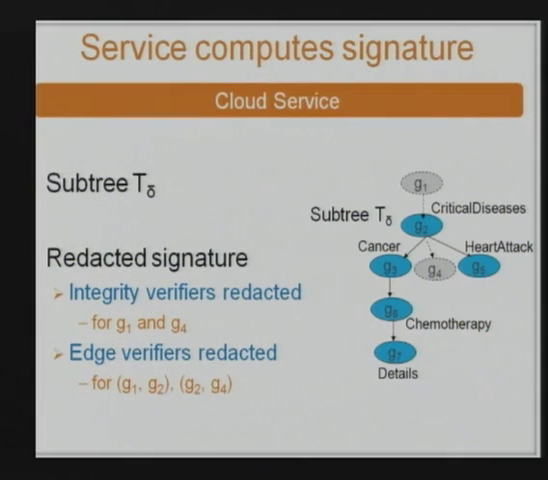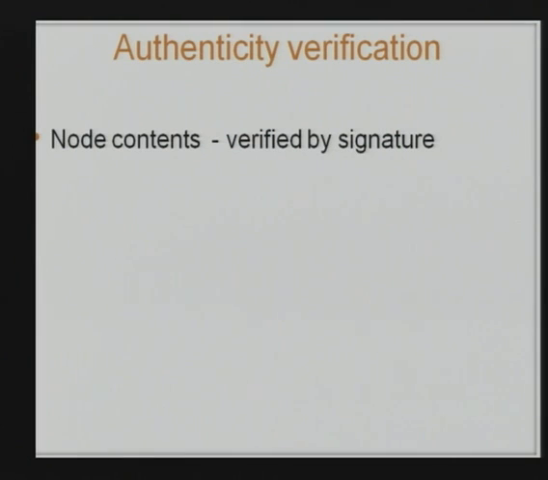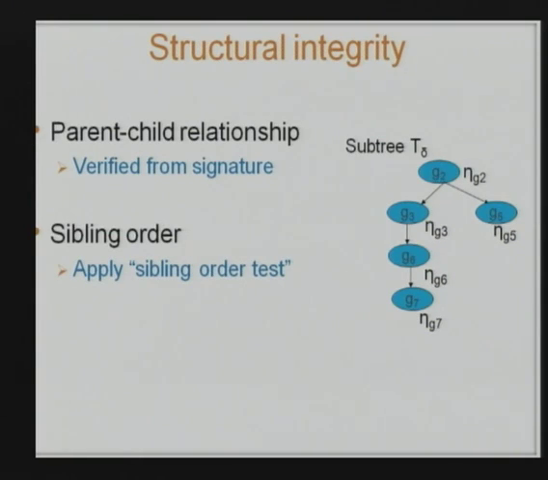Now what happens is that the service then computes the redacted signature of the subtree, okay, and it sends the signature of the subtree and secure names for the nodes to the insurance provider. Authenticity verification is carried out as earlier. Okay, the difference here is the structural integrity.